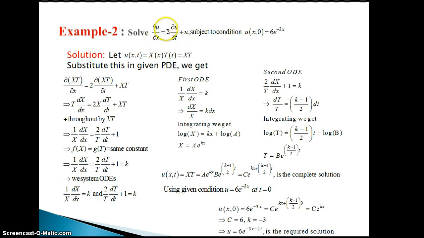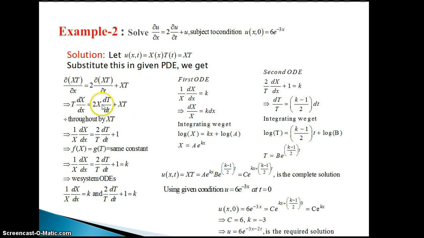So in place of u, here and here, we get ∂/∂x of XT. In this term, T is constant, so you can write it outside, so we get T times dX/dx is equal to, on the right hand side, ∂/∂t of XT. Again here X is constant, you can take it outside, so we get 2X, and T is a function of only small t, so that becomes the ordinary derivative dT/dt, plus u is XT.